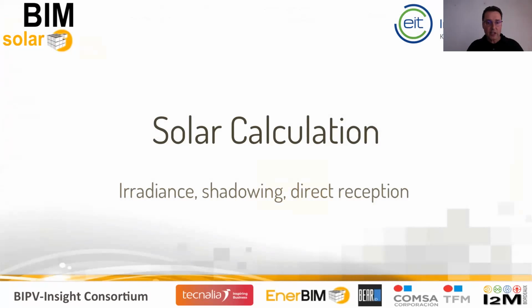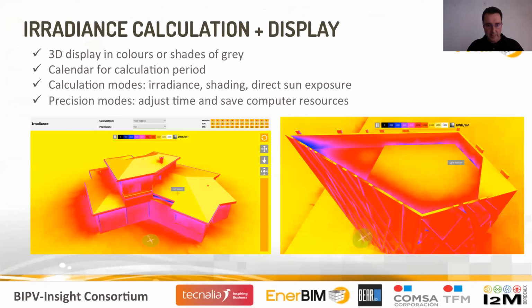Solar cadastre calculation is then possible with irradiance, shadowing, and direct reception calculation. We use a color or shades-of-gray 3D display, a calendar for the calculation period, and various calculation modes, from irradiance display to direction exposure, with a normal, balanced, or very high precision, which needs more time of course, but is a nearly instant calculation process.